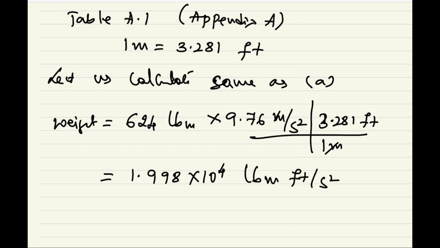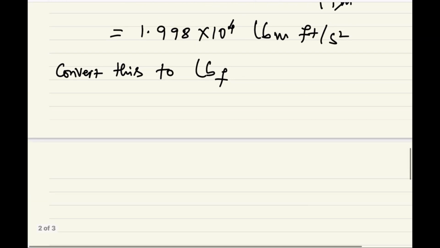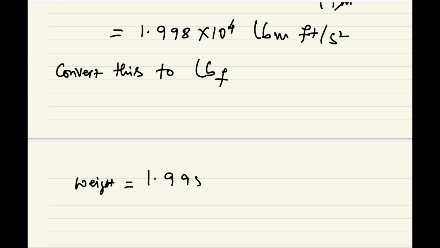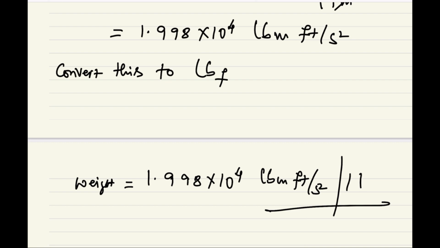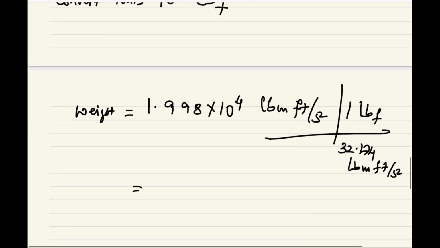Now let us convert this to lbf. How do we convert? We just need to multiply by its conversion factor. So, weight is equal to 1.998 × 10^4 lbm·ft/s². We know 1 lbf is nothing but 32.174 lbm·ft/s². So, this becomes 621 lbf.